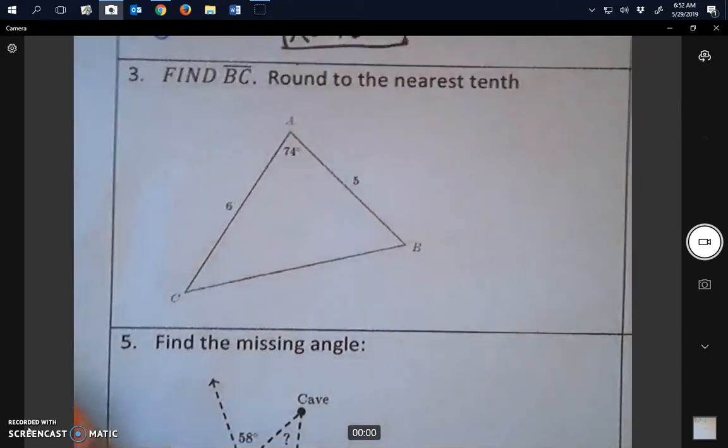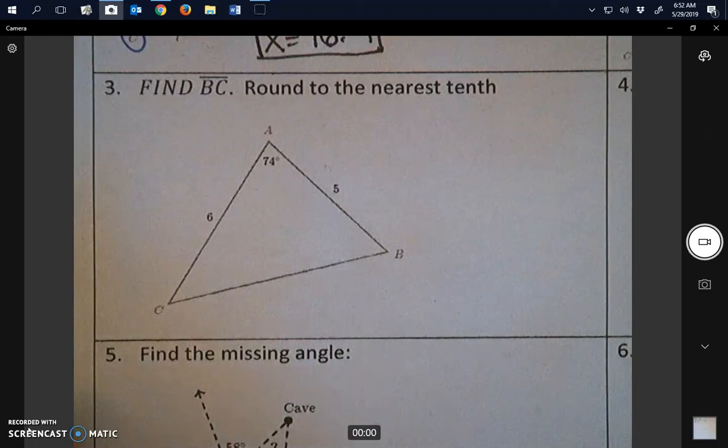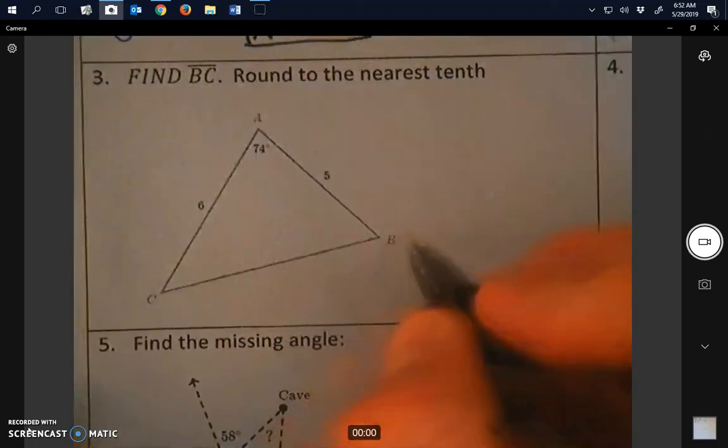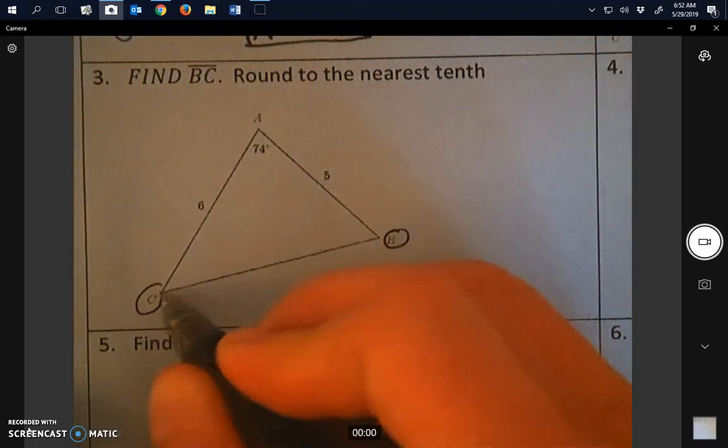Question 3. Find BC. So BC is from here to here, so it's this line.